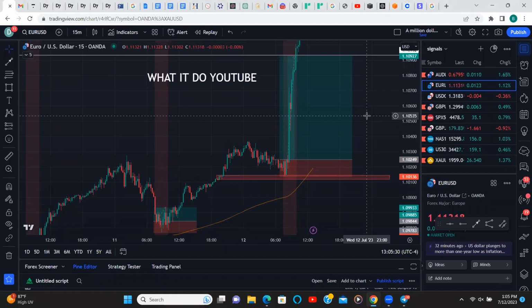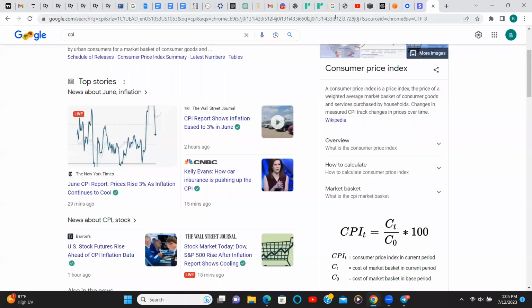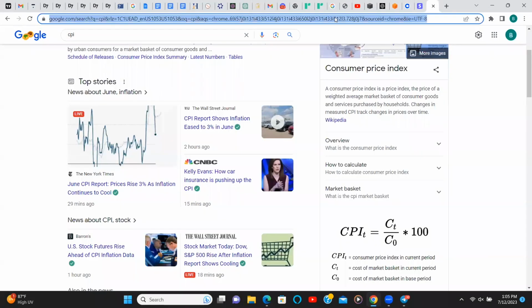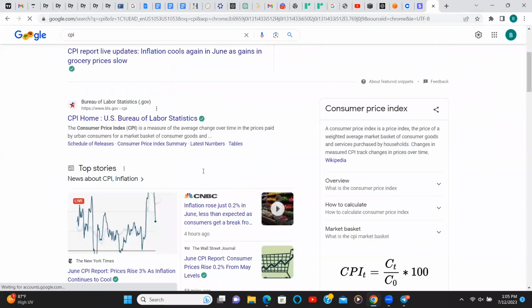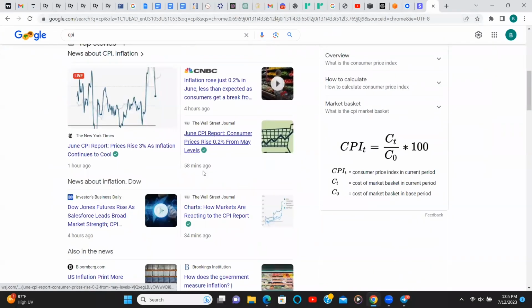All right, so first things first, the number one thing that you want to do when you're trading CPI, you want to understand inflation rates. And so all you have to do is go on Google and do it like this. Just type in CPI. Once you type in CPI, it's going to tell you what's going on with inflation. Is it going to rise or is it going to fall?